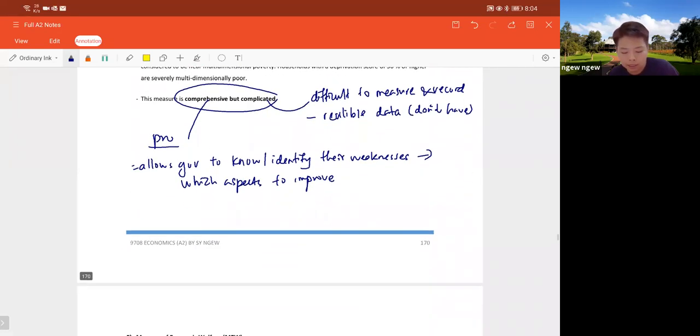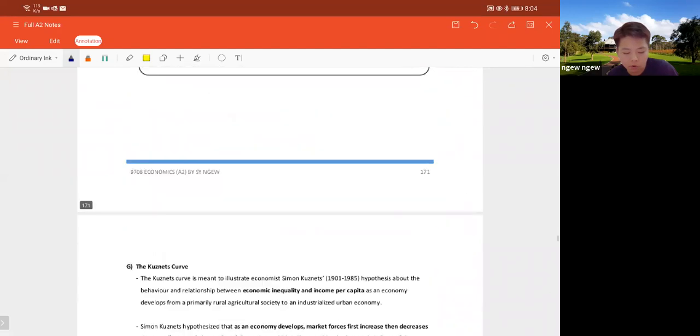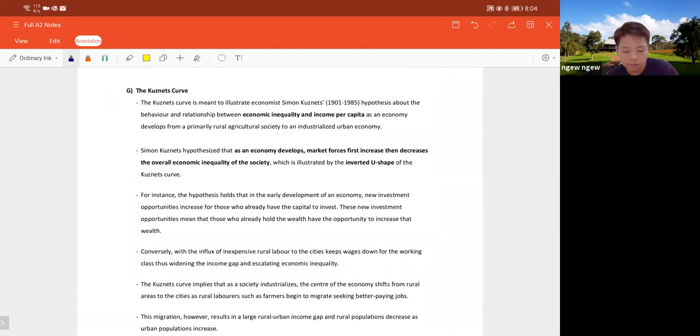And lastly, I have one thing called Kuznets curve. This Kuznets curve, to me, is not really meant to be used to assess standard of living in different countries. However, I have seen a few mark schemes stating, when you are asked to offer the indicators for standard of living, they accept Kuznets curve. So therefore, let's look at what is Kuznets curve lah.